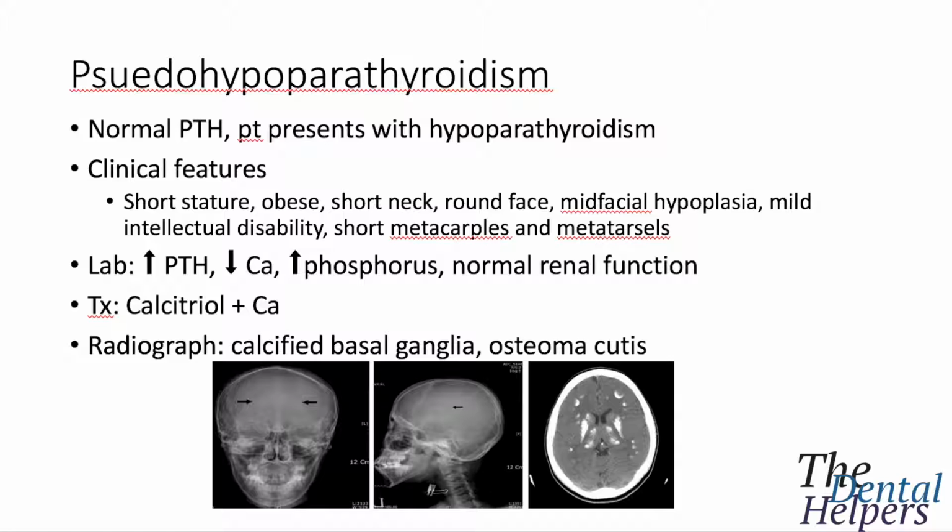Pseudohypoparathyroidism. This is where you have normal parathyroid hormone, but the patient is going to come in with hypoparathyroidism symptoms. Clinical features are going to be short stature, obese, short neck, round face, midfacial hypoplasia, mild intellectual disability, short metacarpals and metatarsals. Lab findings are going to be increased parathyroid hormone, decreased calcium, increased phosphate. Normal renal function. Treatment is calcitriol and calcium. Radiographically, we see calcified basal ganglia and osteoma cutis.